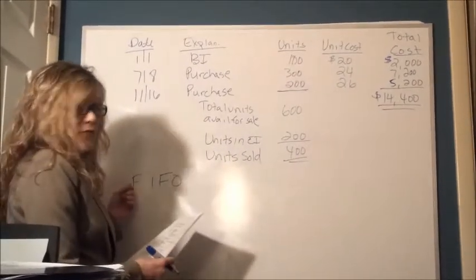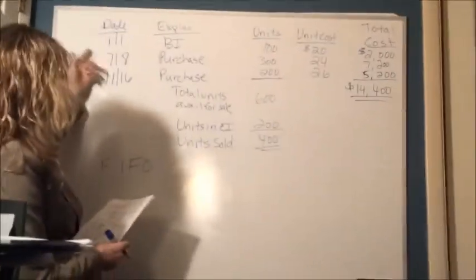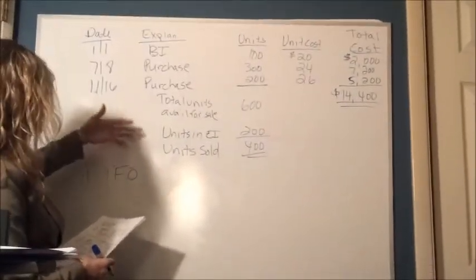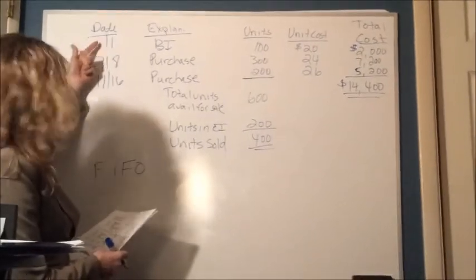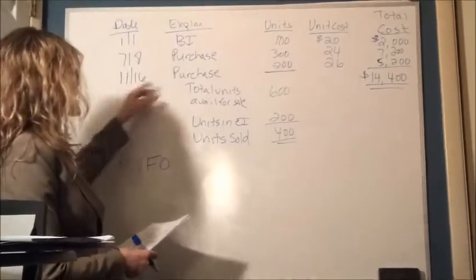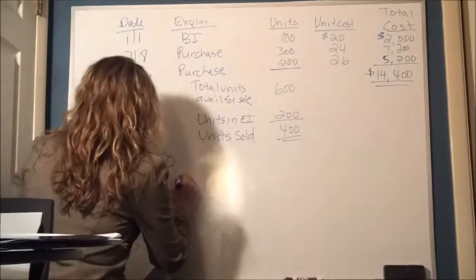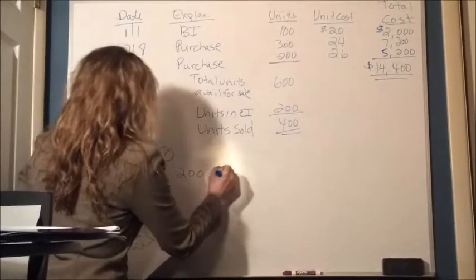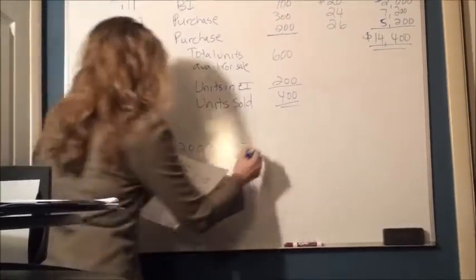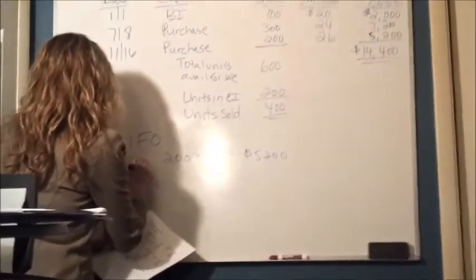If I'm using FIFO, first in, first out, obviously I've sold 400 units. If I sold the first units I purchased, I sold my January 1st units, I sold my July 8th units. What I'm left with is my November 16th units. So I know I have 200 units left at a cost of $26 per unit. So my cost is going to be $5,200, and this is my ending inventory.